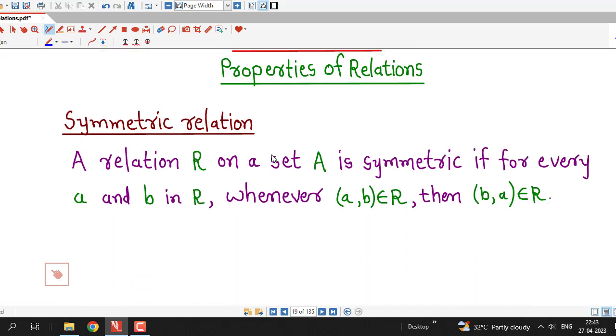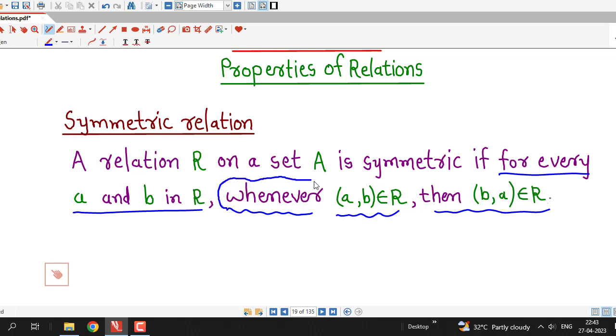So the definition is easy. A relation R on a set A is called symmetric if for every A and B in A, whenever AB belongs to R, then BA belongs to R. Here I have written whenever. It is not necessary that the ordered pair AB must be present in R, but if some ordered pair AB is present in R, then if we change the order of elements in this pair, the resulting element must also be present in R if R is symmetric.